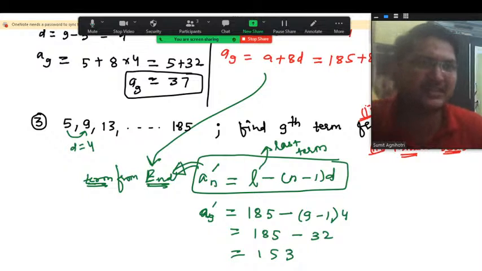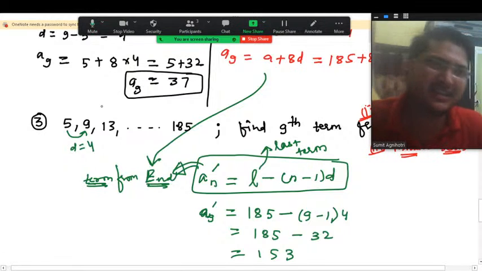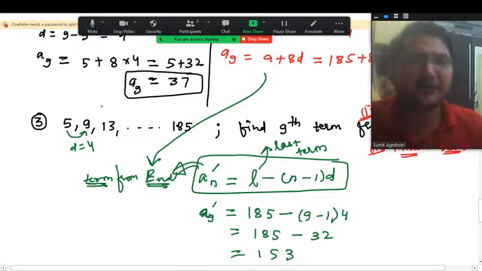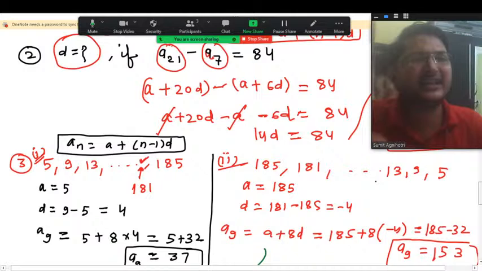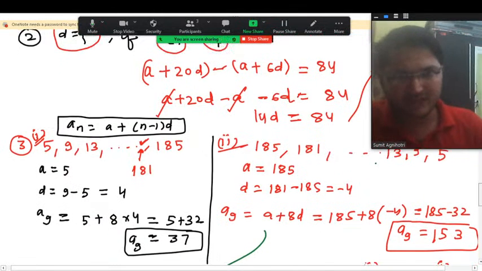Which one is going to be easier for you? You decide. Many times even the formula method is easy because we are given the last term and the common difference. But if you forgot the formula, you can just approach like this as well. That's why I explained it using both ways. Is it now clear for you?